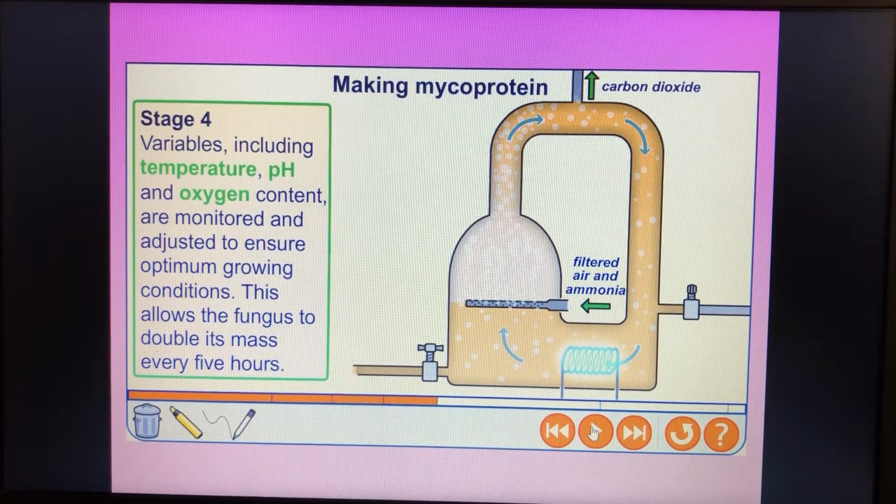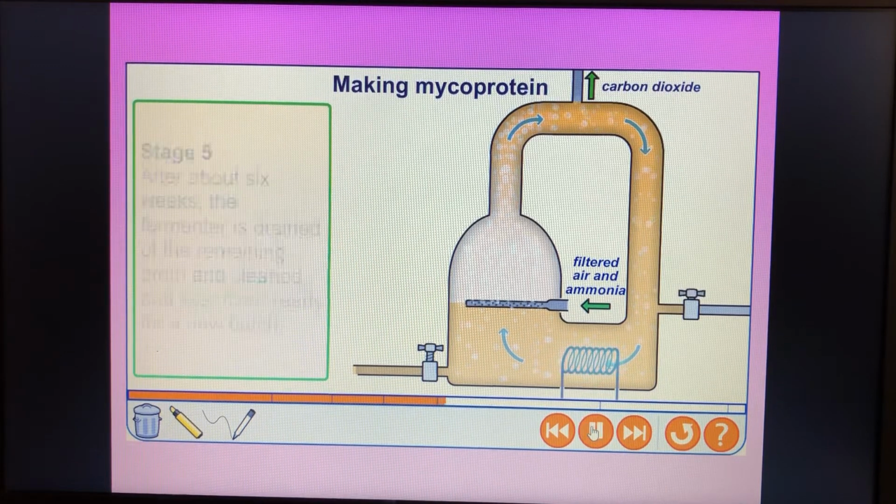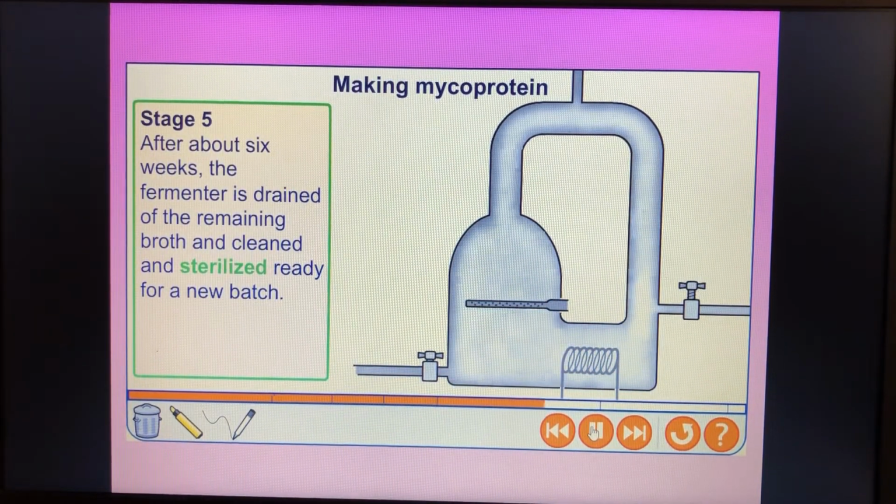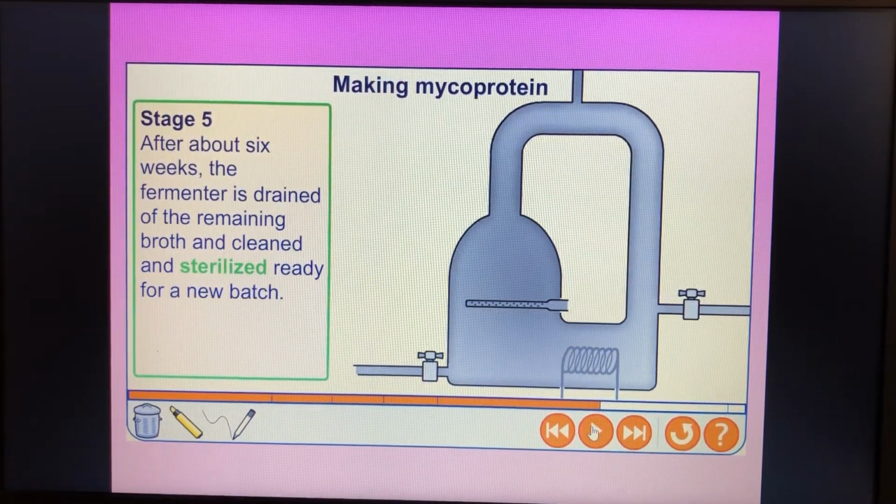And it says that the fungus doubles its mass every 5 hours. Okay, we've got that word optimum. Okay, perfect growing conditions achieved by controlling all of these different aspects of the fermenter. If you need to pause, pause now. Okay, 6 weeks later, the fermenter is drained and cleaned and sterilised. So they clean it all up, ready for the next batch. Okay, if you need to pause, pause now.